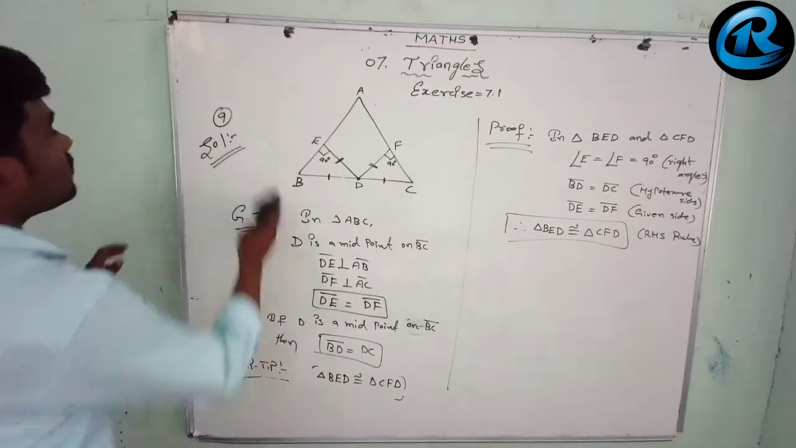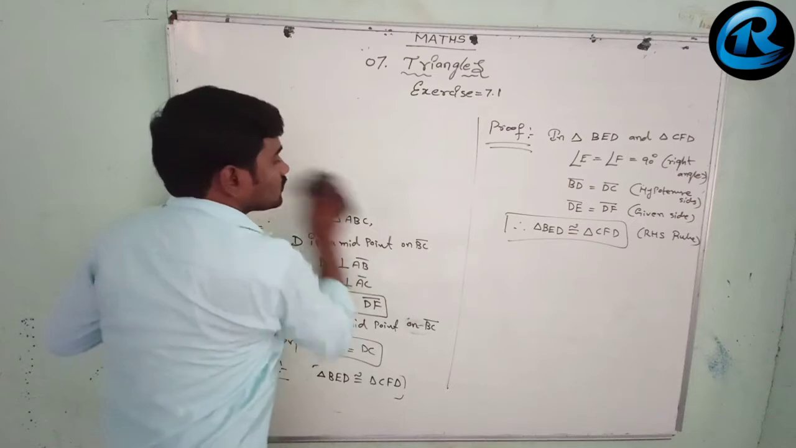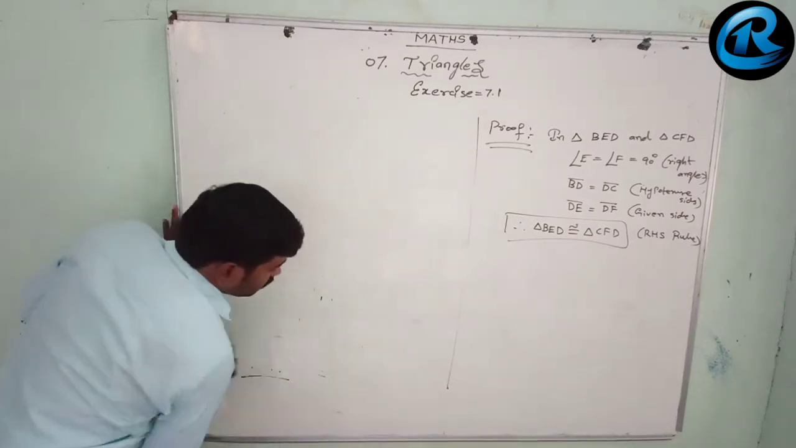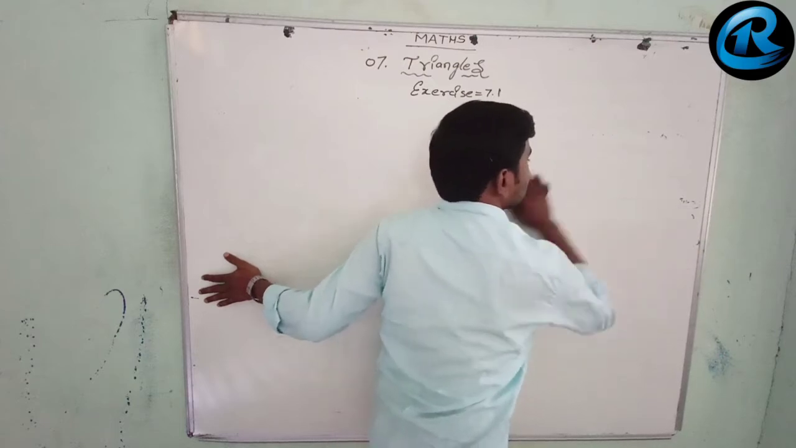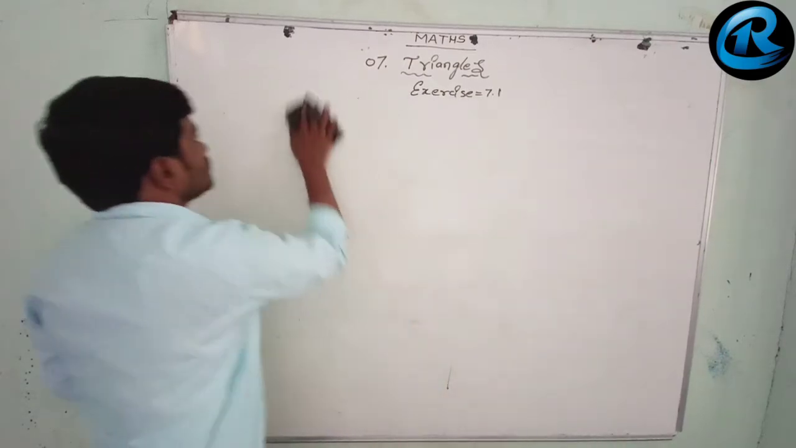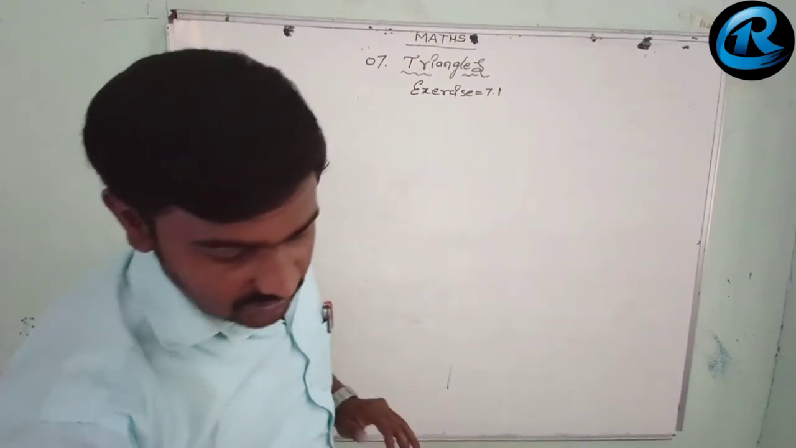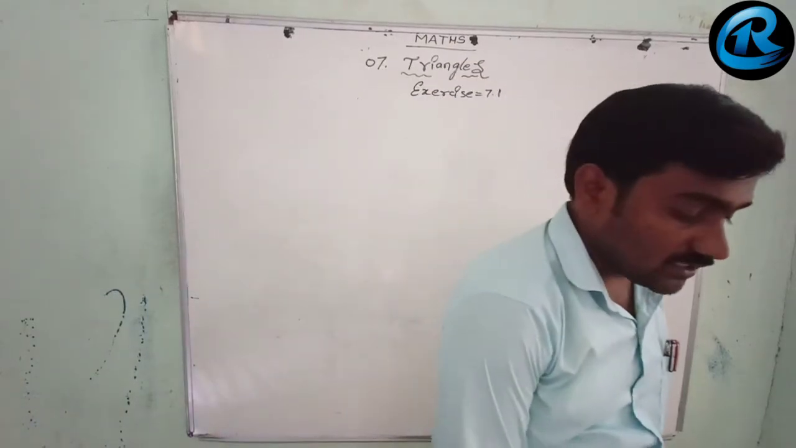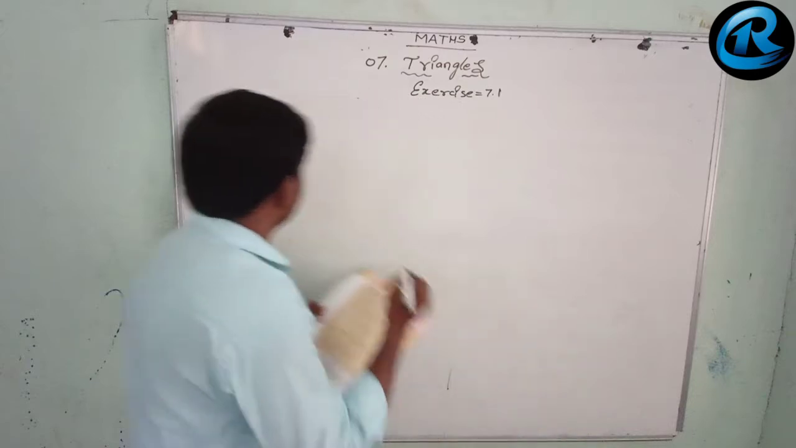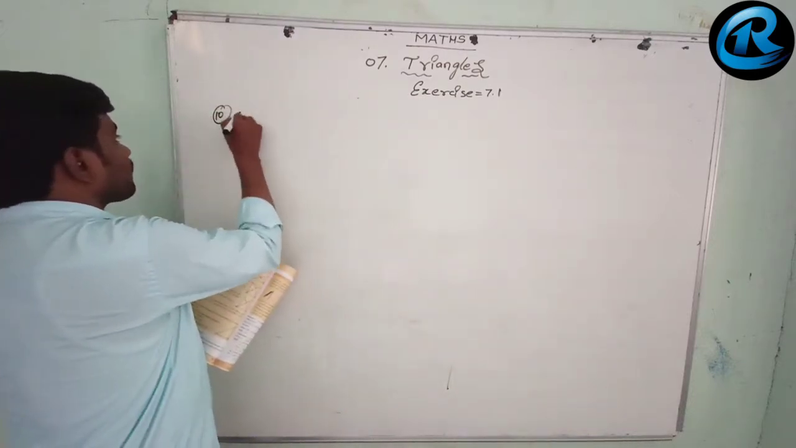Now we go for question number 10. So question number 10 and 11. Only two more questions are left. We will complete the two questions, and with that, this exercise will get complete. And see that this is a theorem. Actually, this theorem we have to prove. Remember this theorem. Question number 10.